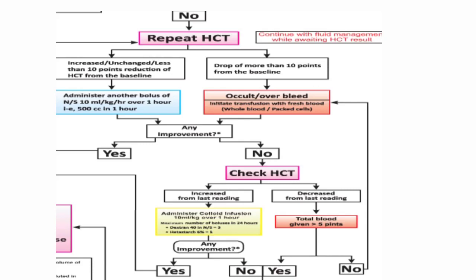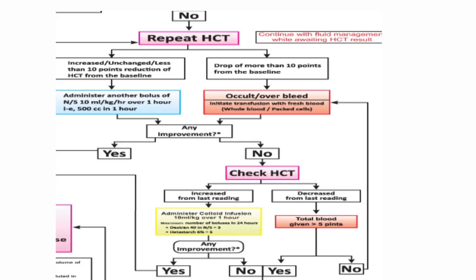In case the hematocrit is increased or unchanged after fluid bolus, or there is less than 10 points reduction of the hematocrit from the baseline, then you will go for another fluid bolus of normal saline at 10 ml per kg per hour over a 1 hour period. Then you will recheck for the signs of improvement that we have already discussed. If the patient has improved, then you will go to the previous slide that I have discussed. If there is no improvement, then again you will check hematocrit.